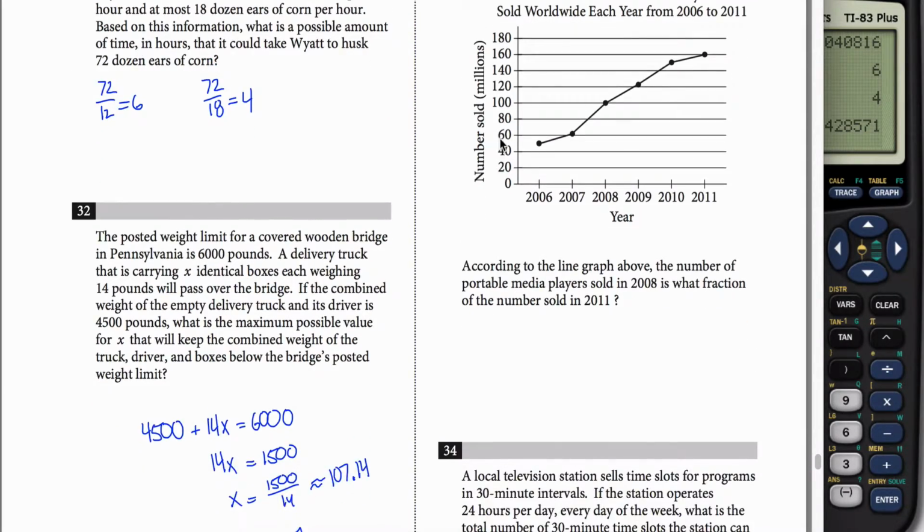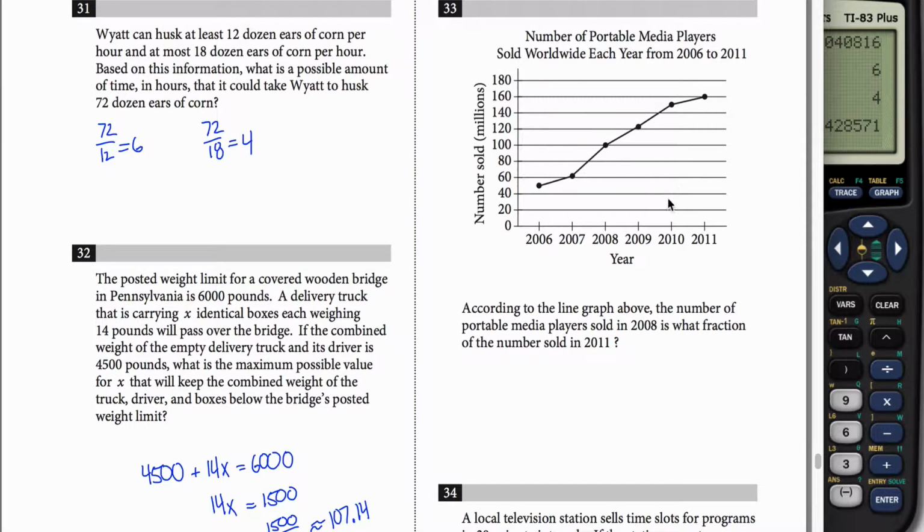All right, 33. We're given the number of portable media players sold worldwide, this graph here, and asked, according to the line above, the number of portable media players sold in 2008, which looks like it's 100, but note these are millions, is what fraction of the number sold in 2011, which appears to be 160. So they're asking you 100 is what fraction of 160? Well, you take 100 and divide it by 160.